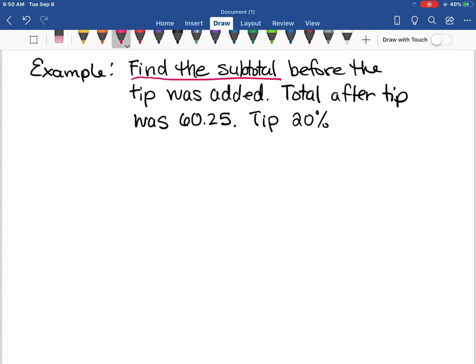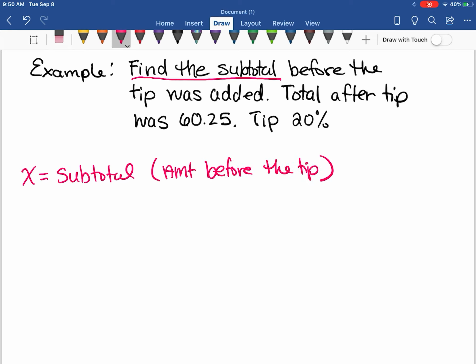So I'm going to set x equal to the subtotal, which is the amount before the tip. Okay, now when we go to a restaurant, what we do is we take the percentage of our subtotal, and then we add it back to the subtotal to find the final total.